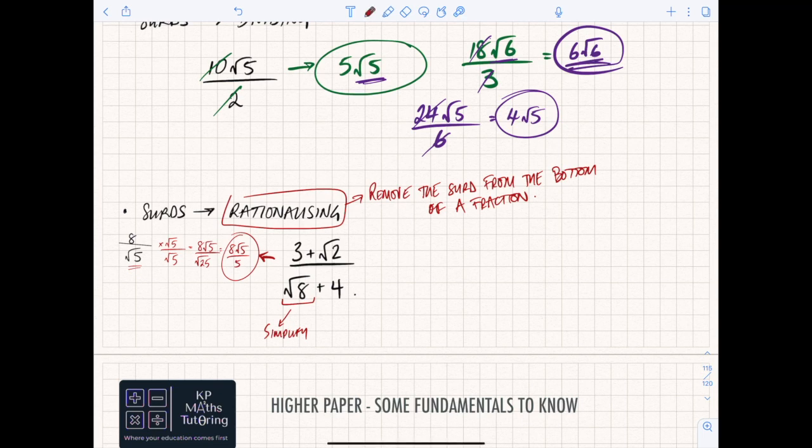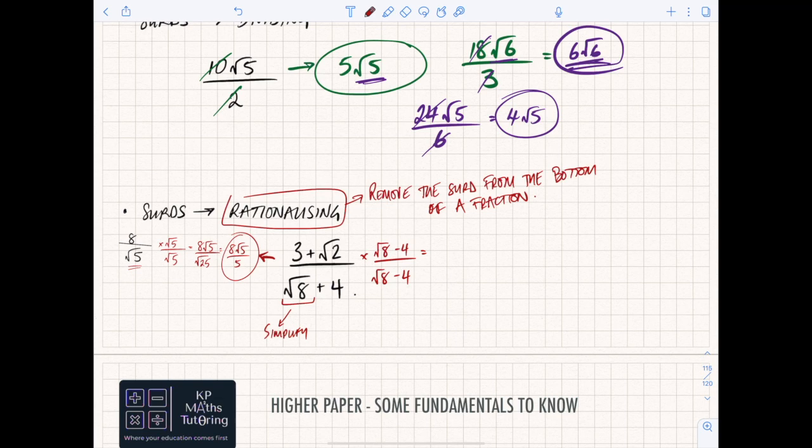If you have a question like this, what you actually need to do is multiply it by the opposite. What I mean by the opposite is root 8 minus 4. So the opposite of the plus 4 becomes minus 4. Now, if the question was 3 plus root 2 over 4 plus root 8, then I would multiply that by 4 minus root 8 over 4 minus root 8. Whatever that second value is, flip the sign, do the opposite. And I'll show you why that works now.